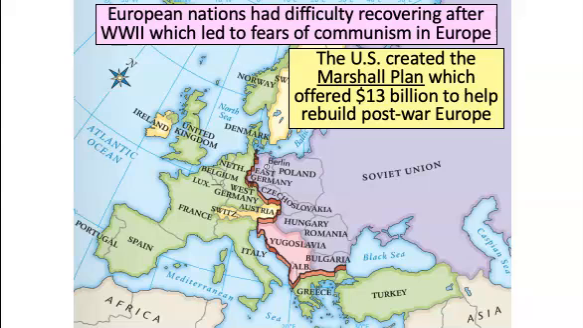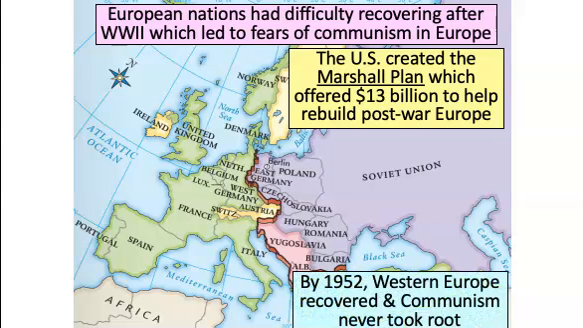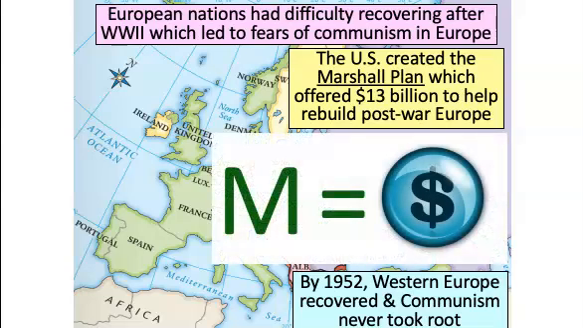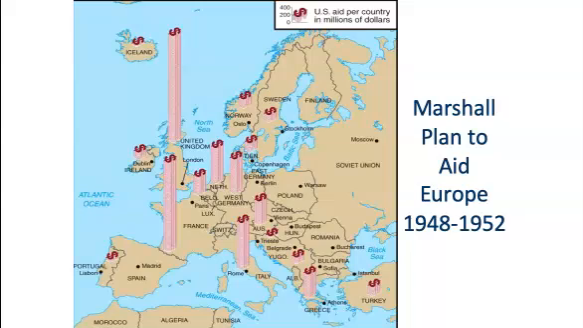Now, the Marshall Plan works. By 1952, Western Europe had recovered and communism never took root in Western Europe. Now, remember, to differentiate the two, Marshall is going to give money, where Truman is going to give tanks, military aid. Now, he does give financial aid as well, but a lot of military aid is also given to those countries.